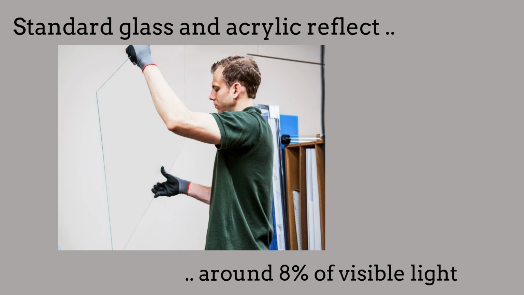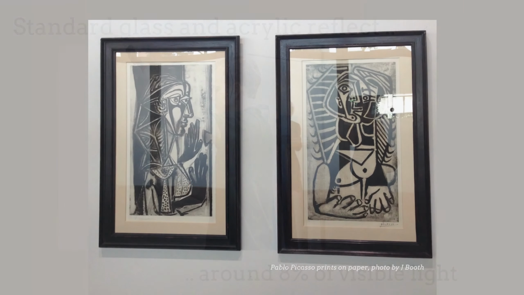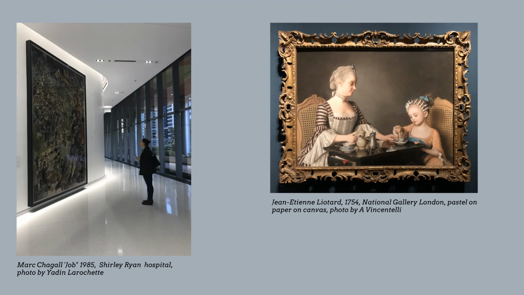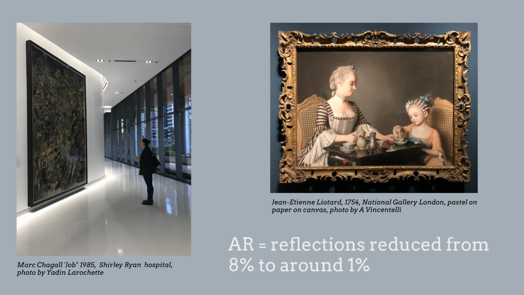These visual distractions obscure details and reduce contrast. They can make us feel more removed from the artwork and less intimately connected to it. Developments in technologies that render glazing less visible by reducing reflections to around 1% have therefore been a very welcome innovation in the art world.